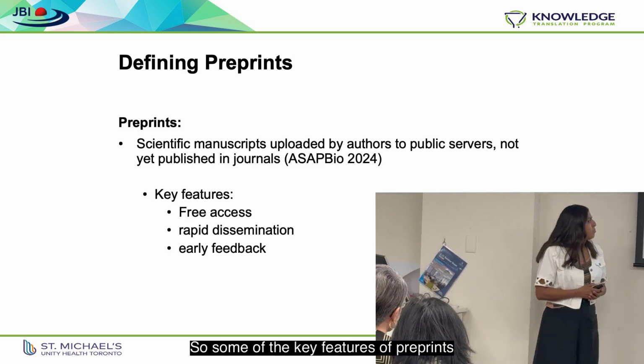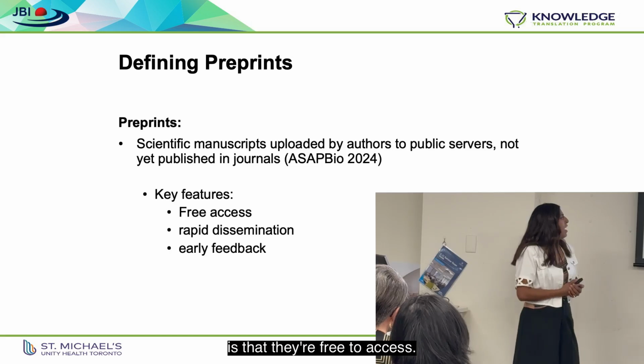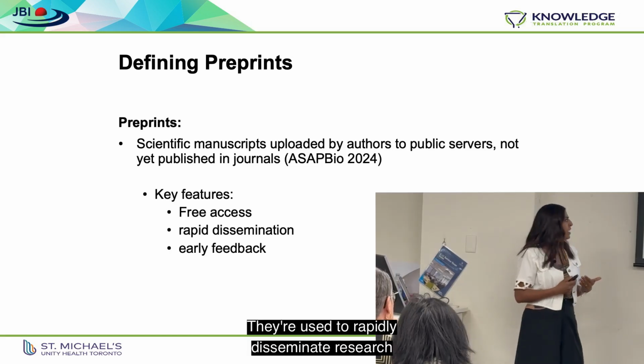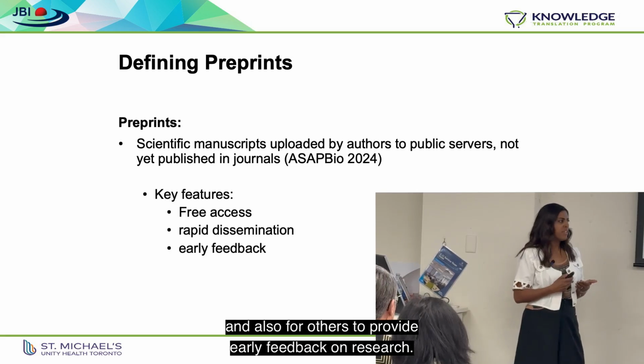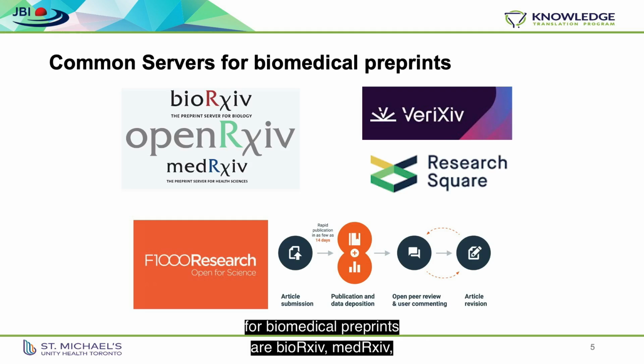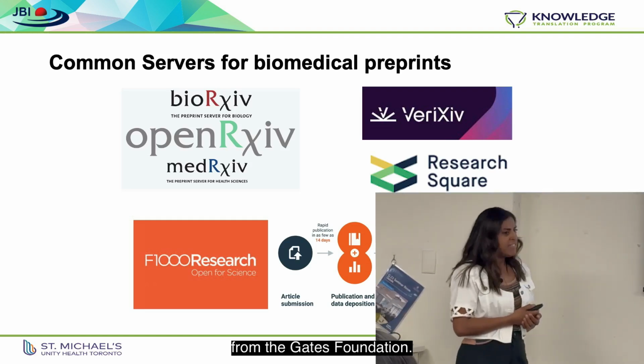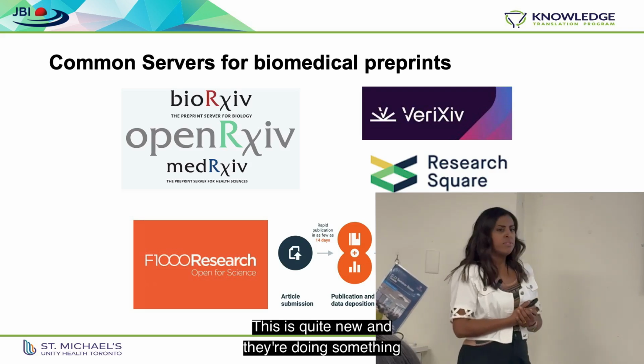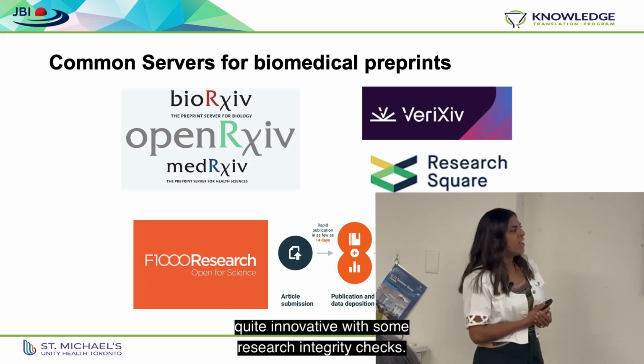So some of the key features of preprints is that they're free to access. They're used to rapidly disseminate research and also for others to provide early feedback on research. So some of the common servers for biomedical preprints are bioRxiv, medRxiv, and these two servers recently have a new home with a group called Open Archive. That's the platform which they're hosted under. You may have heard of others. There's verRxiv, which is a preprint server from the Gates Foundation. This is quite new, and they're doing something quite innovative with some research integrity checks.